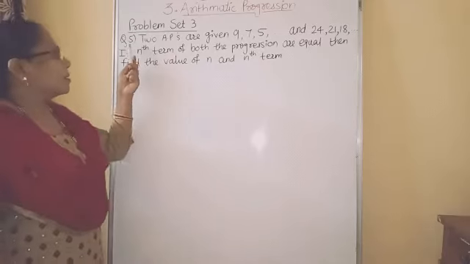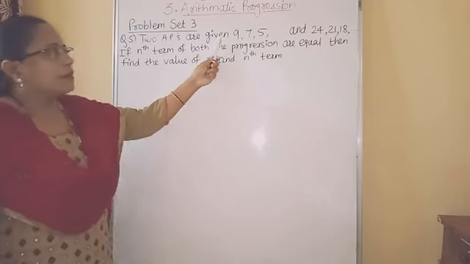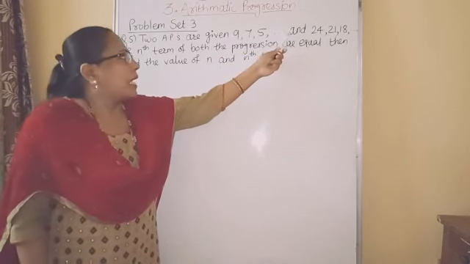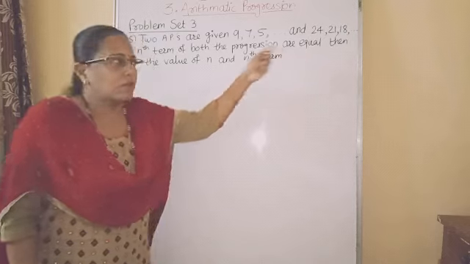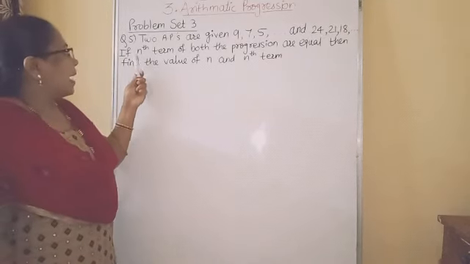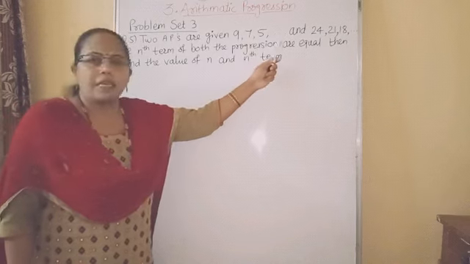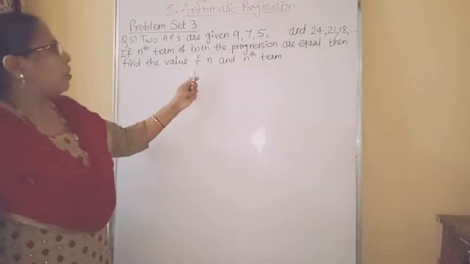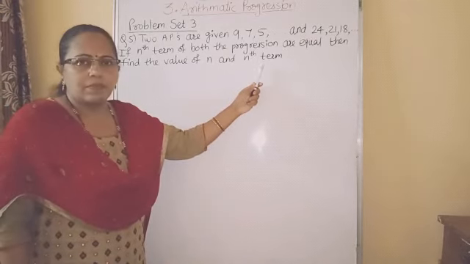Now next question number 5. Two APs are given: 9, 7, 5, and so on, and 24, 21, 18, and so on. If the nth term of both the progressions are equal, then find the value of n and the nth term.